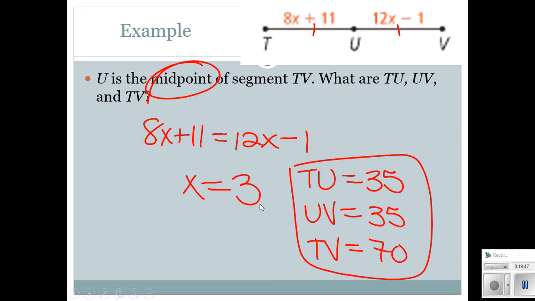And then we're going to plug in 3 into each x to get the lengths TU, UV, and TV. So from here, 8 times 3 plus 11 is 35, because 24 plus 11 is 35. 12 times 3 minus 1, 36 minus 1, is 35. So if this is 35 and this is 35, all together 70. 35 plus 35 is 70.